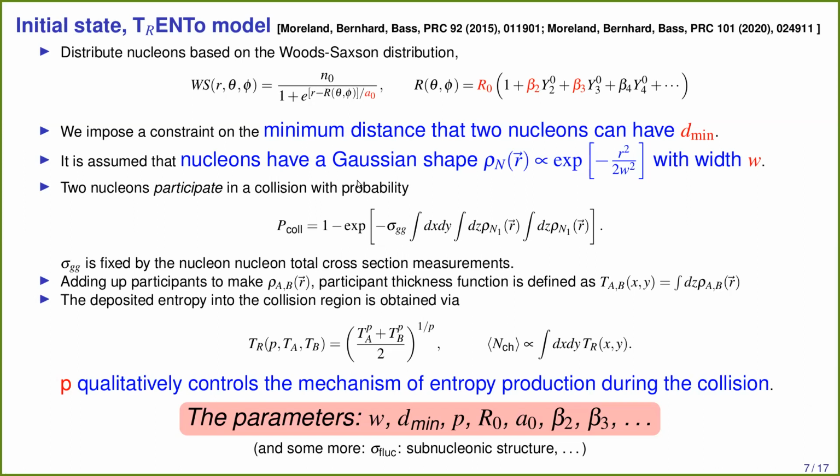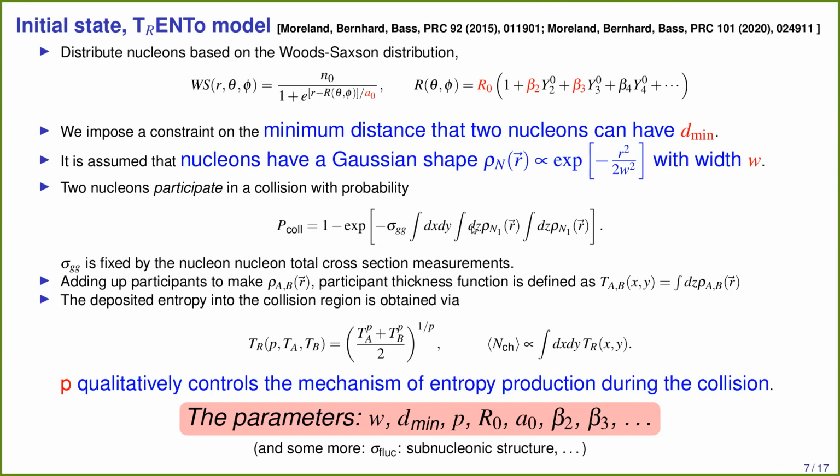we assume that each of these nucleons, which are distributed inside the nucleus, has a Gaussian shape with some width w, the width of the Gaussian distribution. Then how can we say if two nucleons can see each other during a collision? We have this probability function, with rho n, the density of these nucleons. Sigma g is a fixed parameter. You have to fix this.